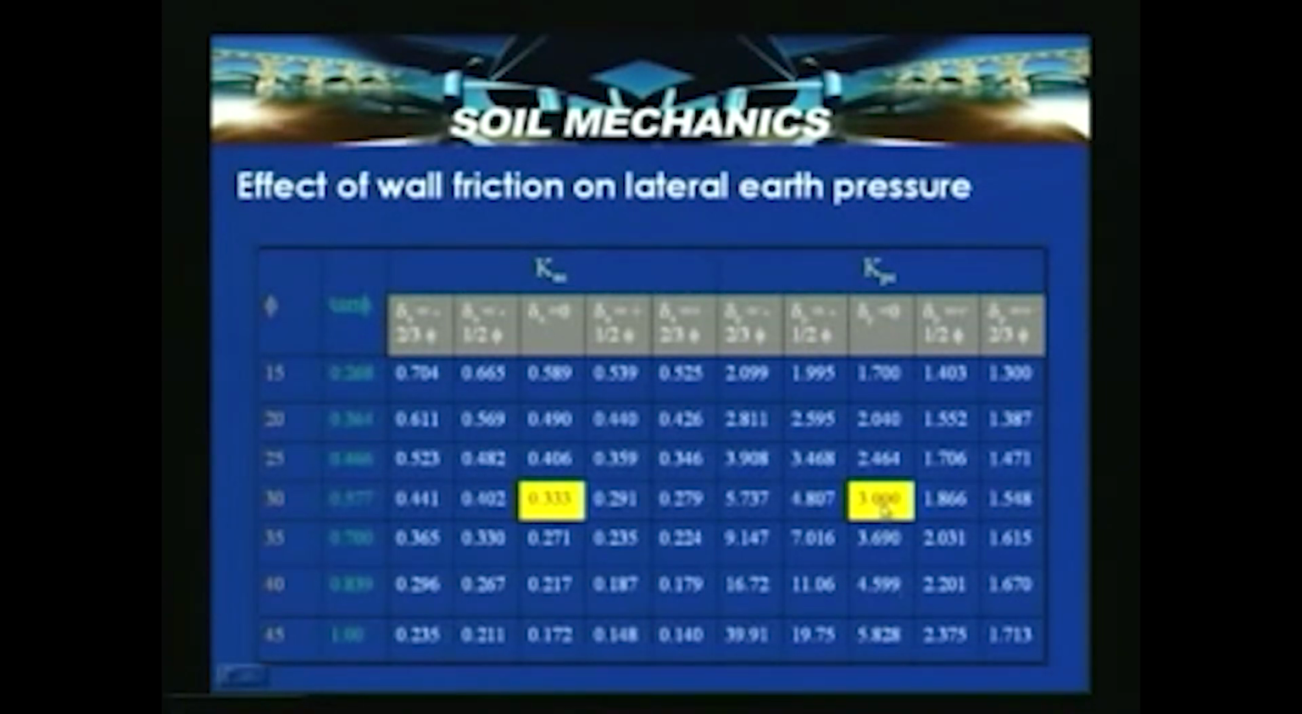Similarly, for phi equal to 30, for Kpc changing to Kp, with delta P equal to 0, it is nothing but 3. So, as you can see, as the wall interface friction angle varies, there is variation in these earth pressure coefficients, which are shown in this table form for reference.